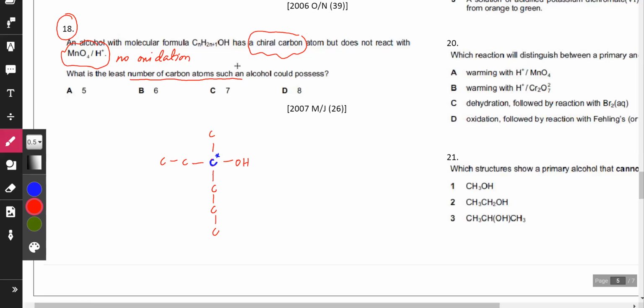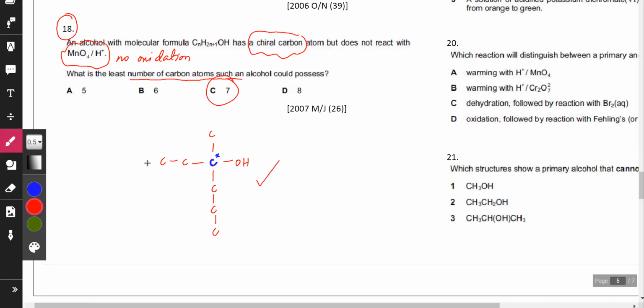So that is this molecule over here. So how many carbons does it have? 1, 2, 3, 4, 5, 6 and 7. So 7 would be the answer. You have a tertiary alcohol, and the second thing is it should be chiral as well, right?